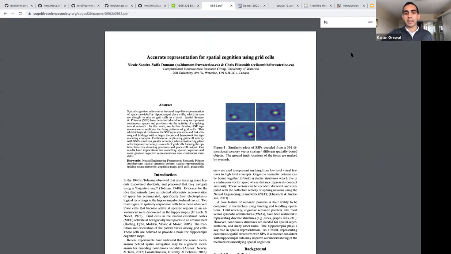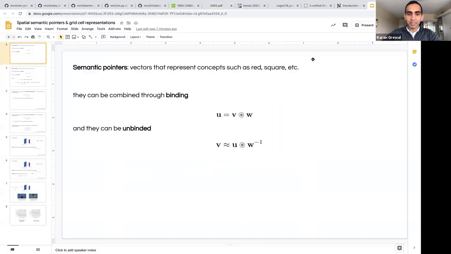By the way, I just want to say this is my first time presenting on grid cells. So I did get the high level ideas out of this paper, but there are probably a lot of low level details that I missed out on. So just a disclaimer. Okay.